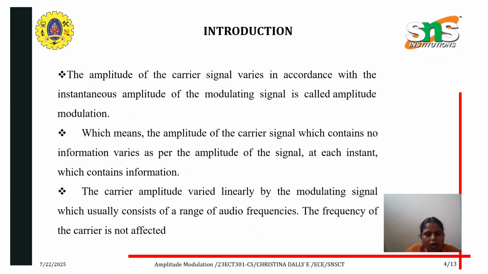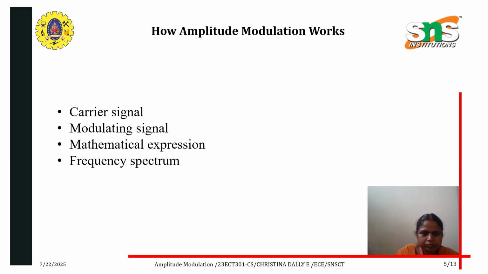So before entering how the amplitude modulation works, the first thing we have to know is the definition of amplitude modulation. The amplitude of the carrier signal is varied according to the amplitude of the modulating signal. The amplitude of the carrier signal contains no information, and the amplitude of the signal at each instant contains the information. The carrier amplitude is varied linearly by the modulating signal. It consists of the range of audio frequency. Here, the frequency of the carrier is not affected.